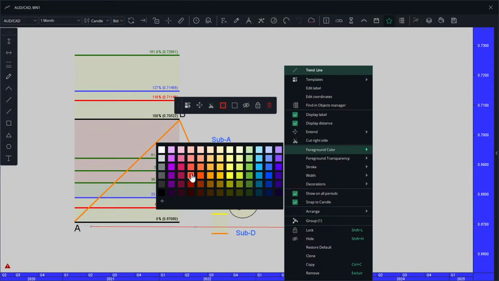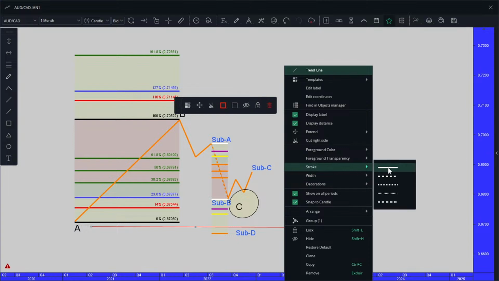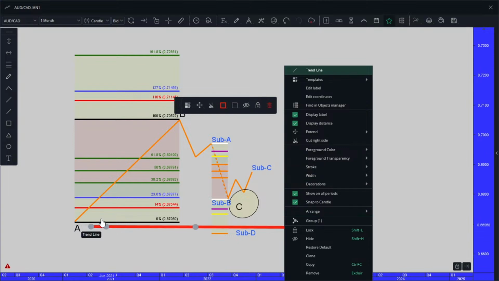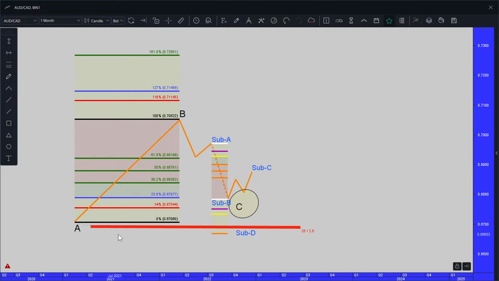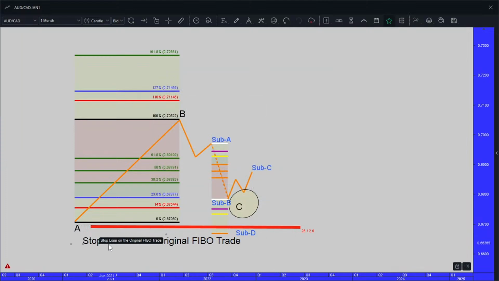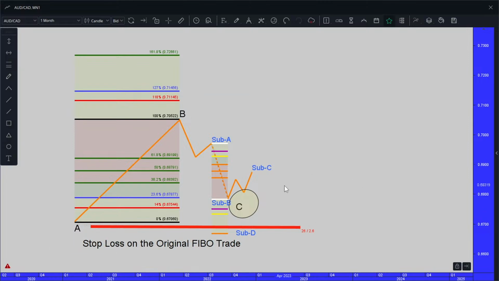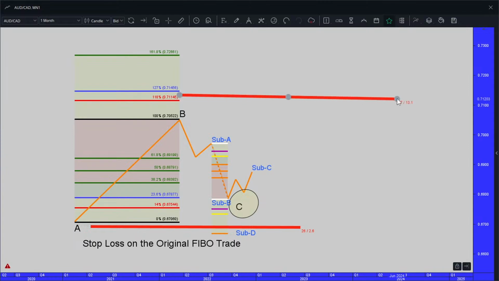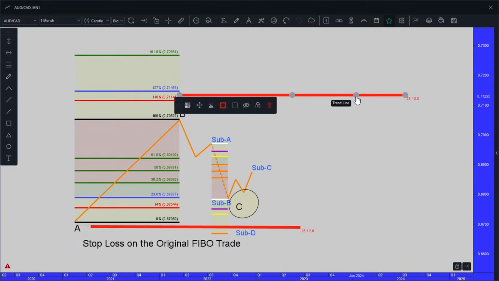So red, this is nice, right? No, get used to it. So this is going to be the stop loss of the original Fibonacci. Stop loss on the original Fibo trade. Alright, it's going to be down in here, and blue goes to blue, so I'm going to take profit a few pips in front.